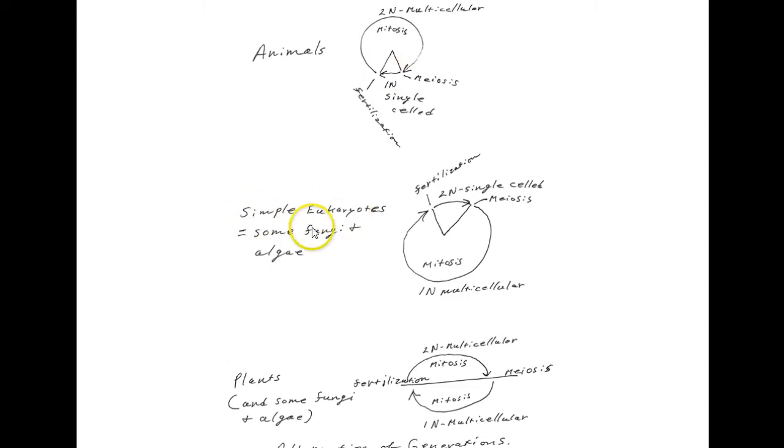Okay, some of the simple eukaryotes, that is some of the fungi and algae, we're going to have a single-cell diploid state, no mitosis occurring in the diploid state. This undergoes meiosis, produces haploid cells, which undergo mitosis, producing a multicellular structure. And then fertilization gives us a diploid again. That diploid does not undergo mitosis. That one diploid cell that's formed immediately undergoes meiosis.